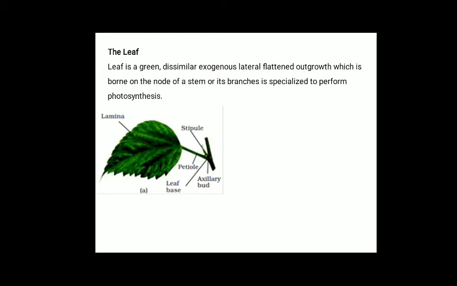So this is the structure of a leaf. A typical leaf consists of the petiole, that is the stalk of the leaf, leaf base, stipules and the larger portion we call the leaf lamina. So leaf is a green, dorsiventral, exogenous, lateral, flattened outgrowth which is borne on the node of the stem or its branches, and is specialized to perform photosynthesis.